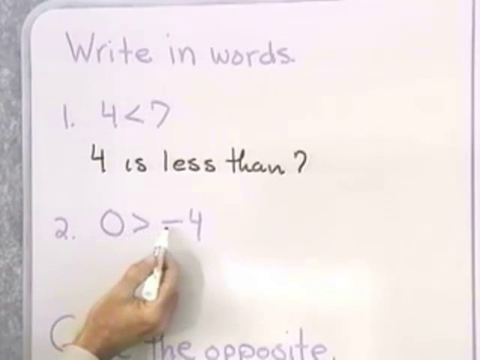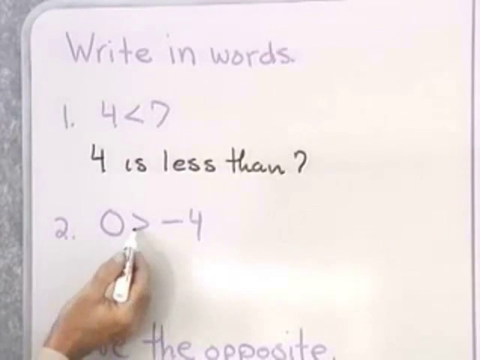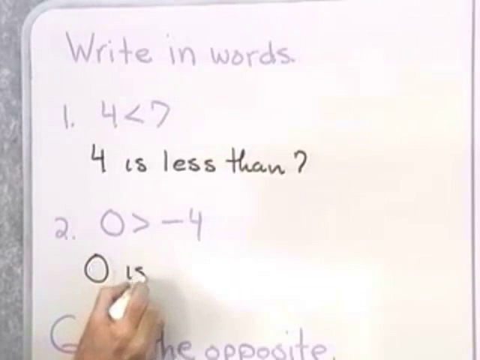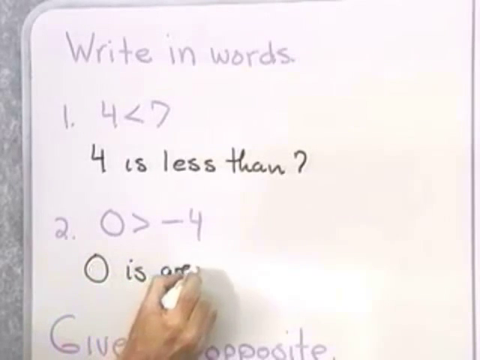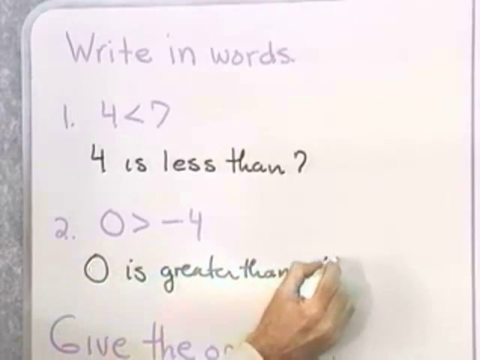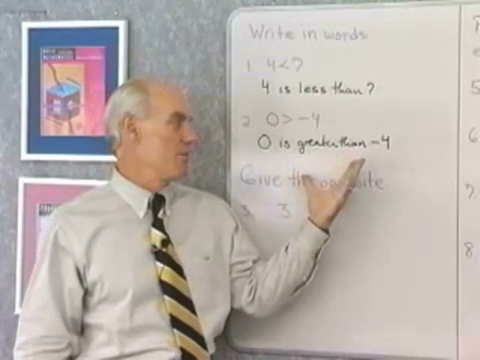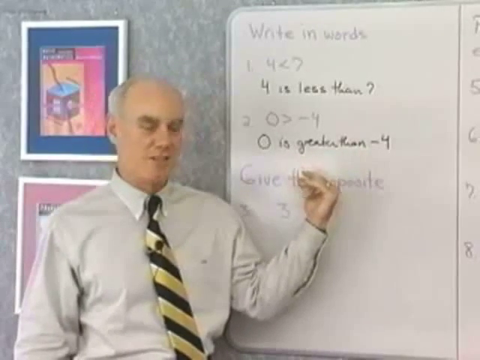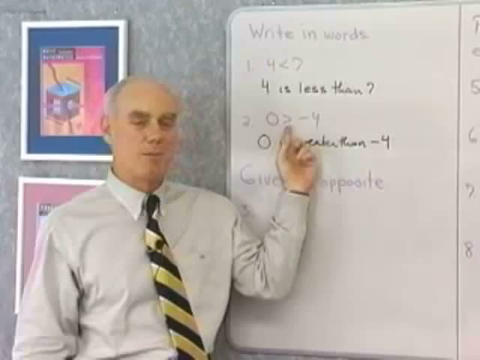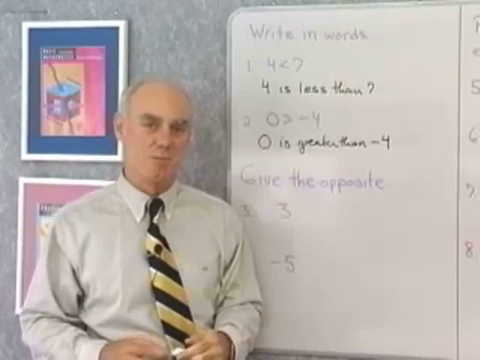Problem number 2, 0 is greater than -4, and that's true, isn't it? I'm pointing towards the smaller of the two numbers, and -4 is a smaller number than 0. So I'm going to read this: 0 is greater than -4. So if I say 0 is greater than -4, that's really the same thing as saying -4 is less than 0. So you don't always have to memorize these symbols as long as you realize that they point to the smaller of the two things being compared.